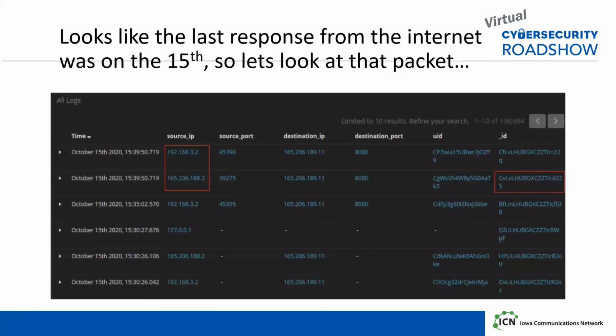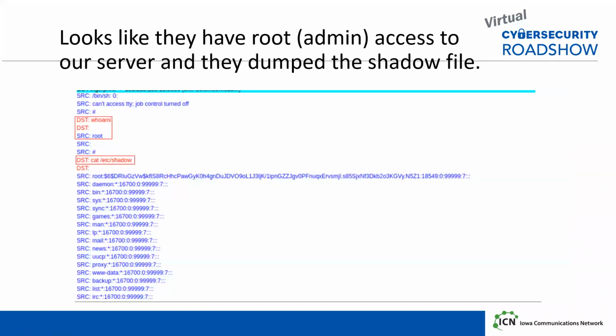But at that point, I've actually clicked into the ID information so that I can see a packet that actually has some data in it. And I'm looking at stuff that actually went out the firewall. So that's the 165.206.182, 188.2. And this is where I actually see the attacker doing the whoami and coming back with information saying that they're root and dumping the shadow file.